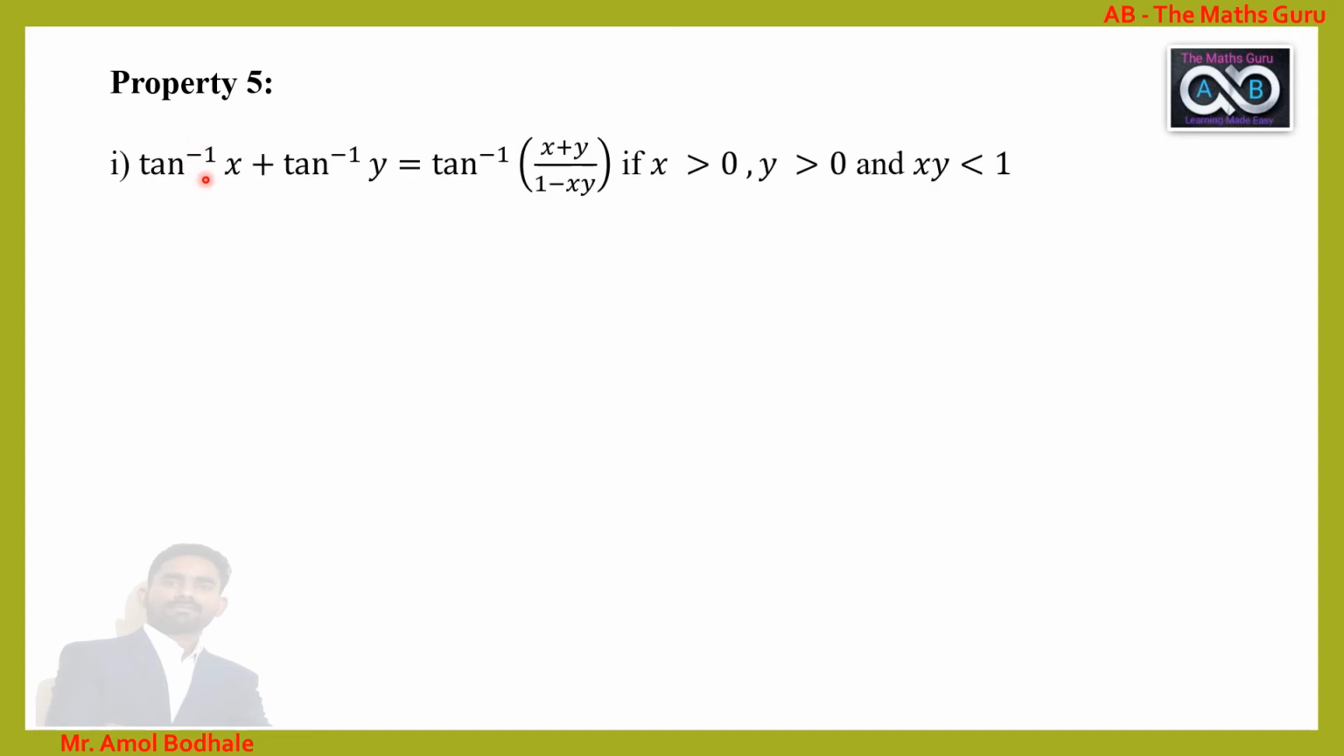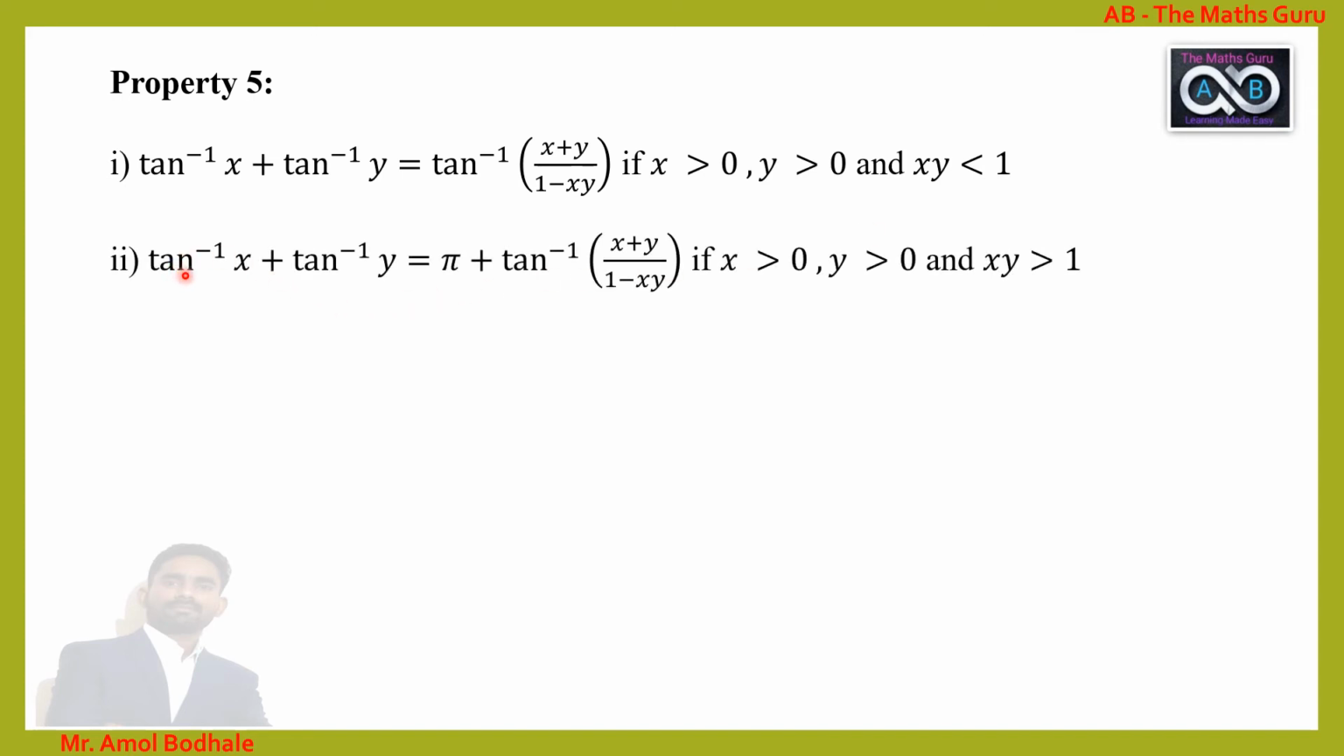Tan inverse of x plus tan inverse of y is equal to tan inverse of (x plus y) upon (1 minus xy) if x is greater than 0, y is greater than 0 and x into y is less than 1. Next one, tan inverse of x plus tan inverse of y is equal to pi plus tan inverse of (x plus y) upon (1 minus xy) if x is positive, y is positive and xy is greater than 1. So what is the difference here?